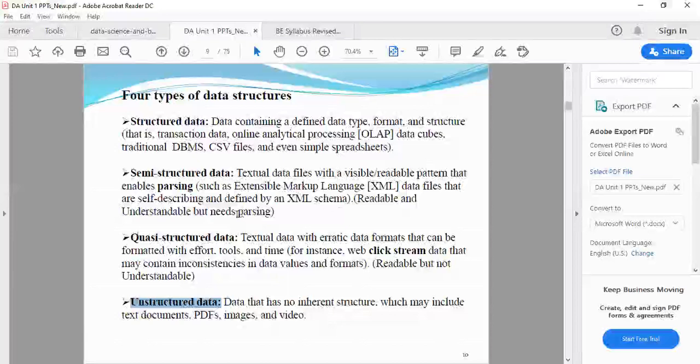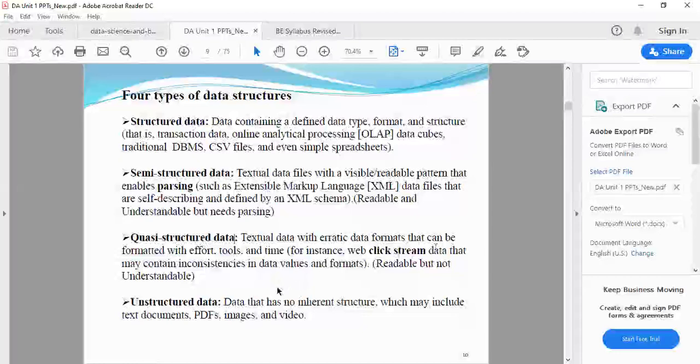Third type is loosely structured data. Textual data with erratic data formats that can be formatted with effort, space, and time. Okay, is this data readable but not understandable? Example is a click stream, web click stream.